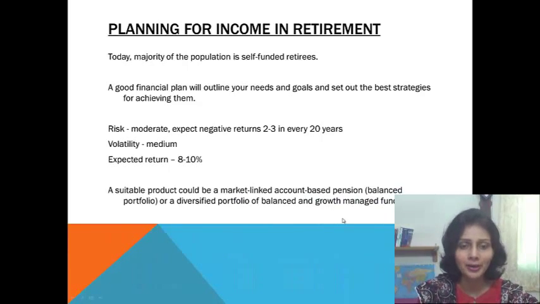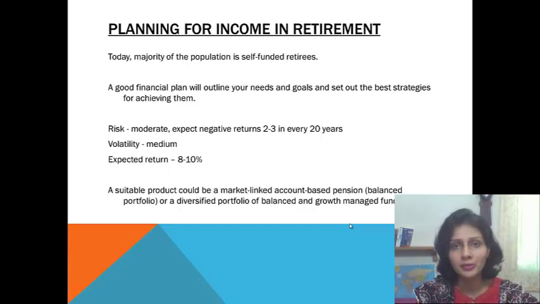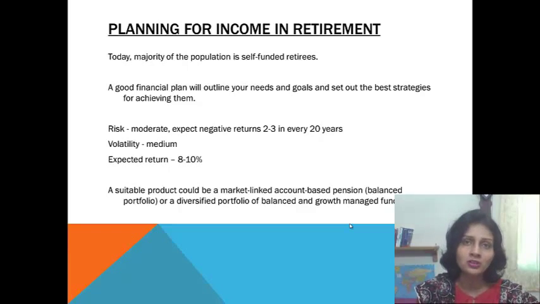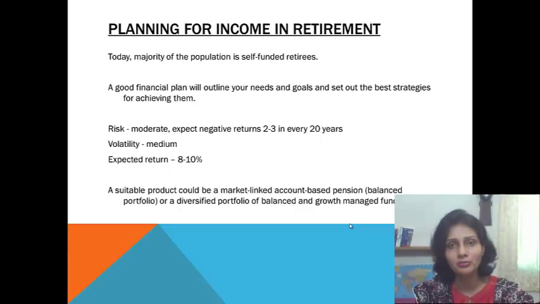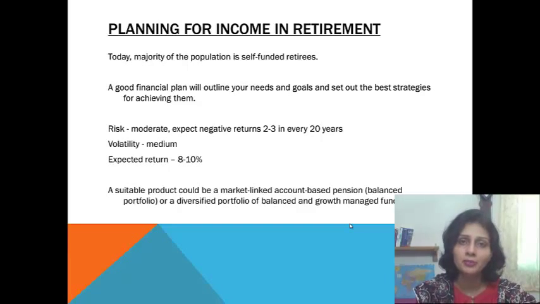so that you can fund your retirement income well. A suitable product could be a market-linked pension account, something like the NPS. You could put your money in NPS and choose what kind of risk you're willing to take. There are a lot of private pension plans also which are linked to the market, so you can choose how much risk you're willing to take. They give you various options of high risk, low risk and medium risk. Depending upon your risk-taking ability and your willingness, you can choose the kind of retirement plan that you want.